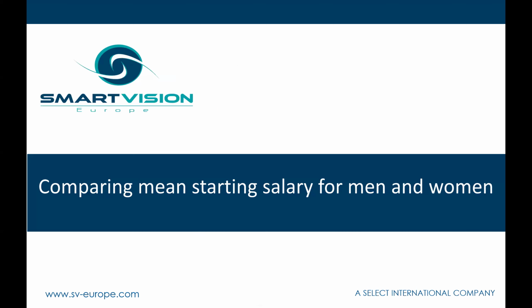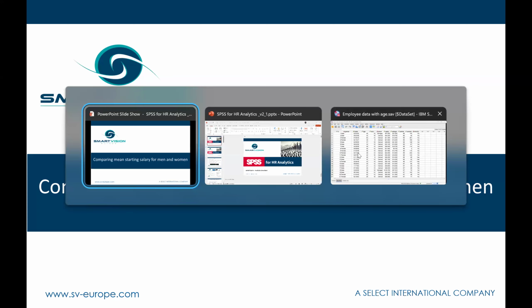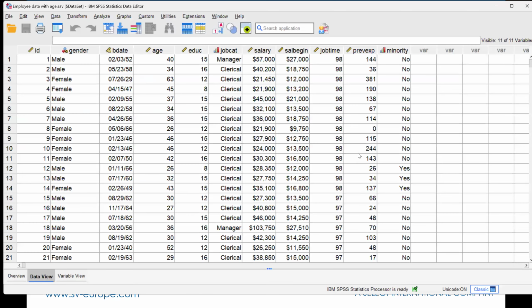Okay, so on that basis, having established that, let's have a look at the data set where we're going to start off comparing the mean starting salary for men and women. So if I look at this data set, here's the data set we have. I've got it open. It's called employee. I've just added the field age here.